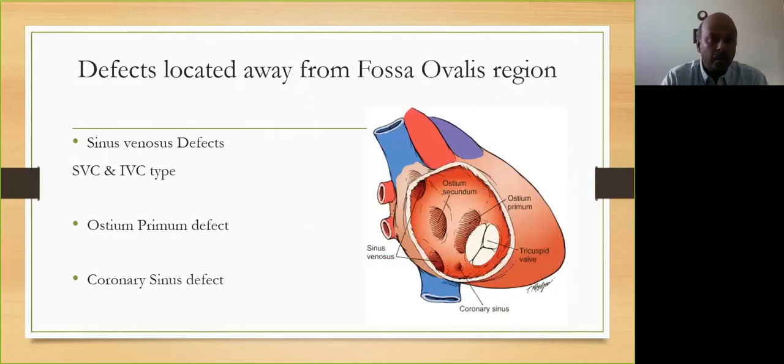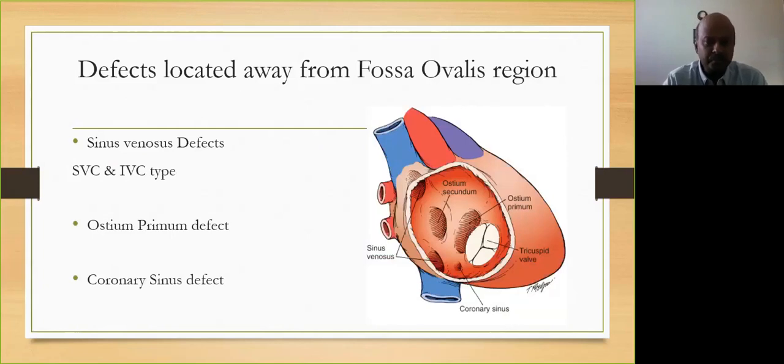So for the defects located away from the fossa ovalis, here come the sinus venosus defects, the SVC and the IVC type. These are basically due to deficiencies in the formation of the wall between the SVC and the right upper pulmonary vein in the case of SVC type sinus venosus ASD, and deficiency in the formation of the wall between the IVC and the right lower and middle pulmonary veins in the case of IVC type sinus venosus ASD.